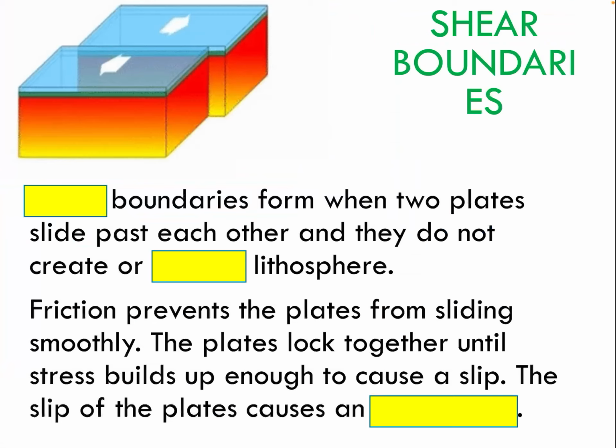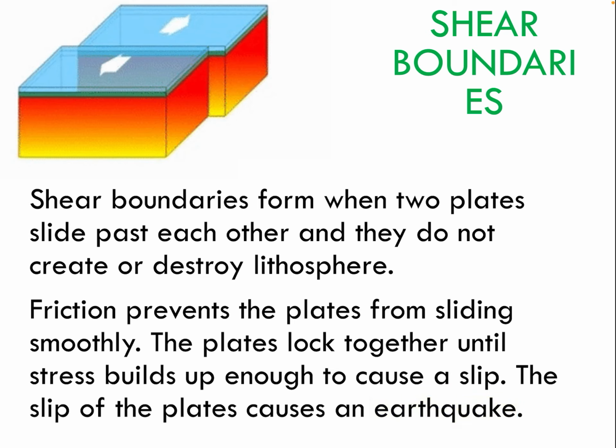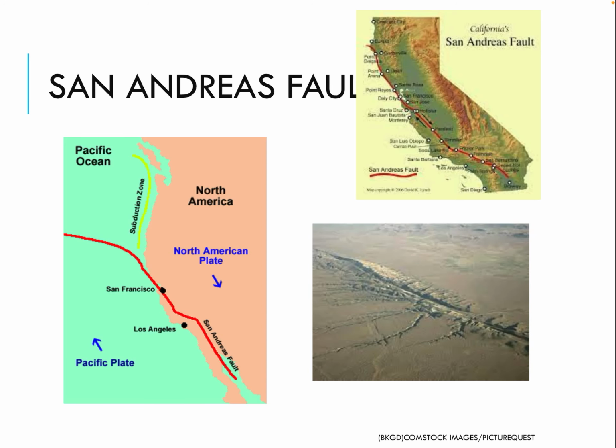The third type of boundary is called a shear boundary, and shear boundaries form when two plates slide past each other, and they don't create or destroy any lithosphere, but they sure can make earthquakes. Because think about it, as they rub against each other, there's a lot of friction that builds up, and then they kind of lock together, and then finally when there's a little bit of a give, enough stress builds up that they slip, then that releases a tremendous amount of energy in the form of earthquakes.